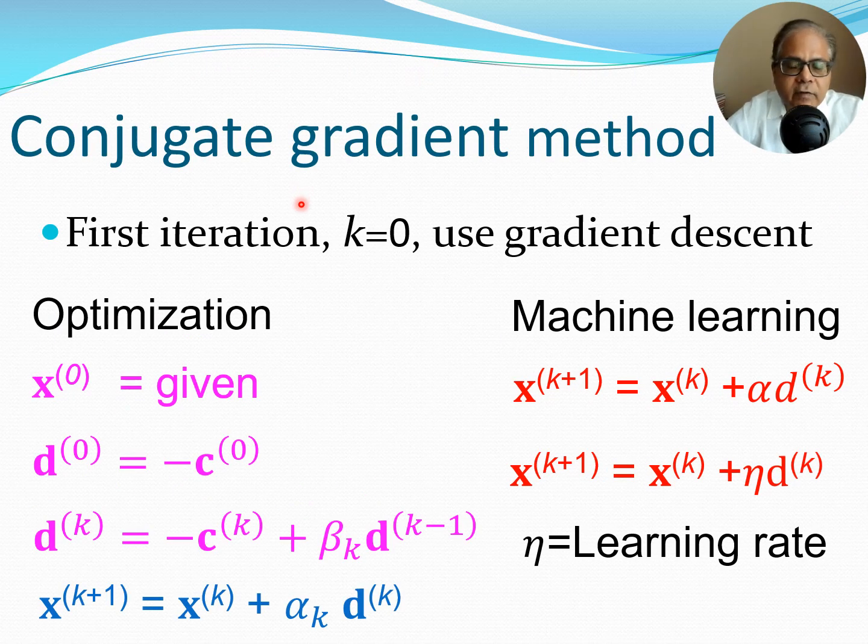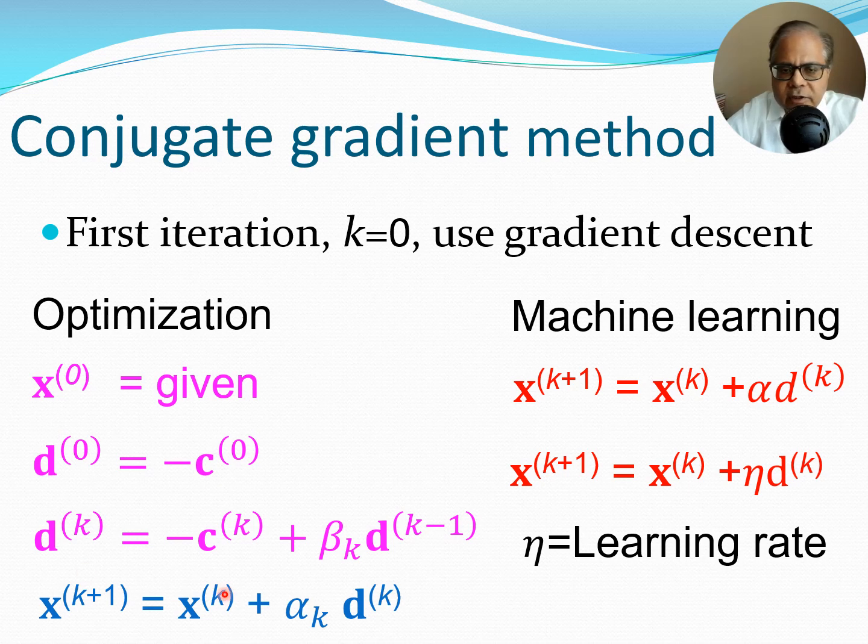So what happens when we use the conjugate gradient method? For example, let us look at the case when k is 0. In that case, you have to use d0 is minus c0, which is the steepest descent search direction. But once you are beyond k is 0, then you can use the formula given here. So dk is minus ck plus beta k dk minus 1. This is the general formula for all the conjugate gradient methods.